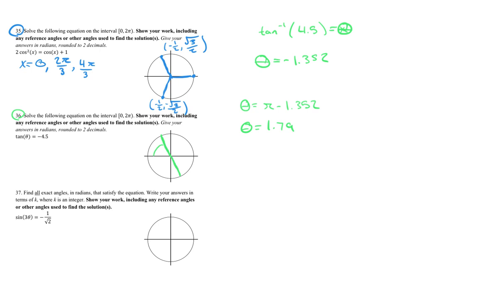And then the other way that we're going to get to this is we're going to imagine if we went all the way around the unit circle and then backwards this much, which is going to be as if we did 2 pi and then minus that number. So 2 pi minus 1.352. And if we do this, we should get that theta is going to equal 4.93. So these are our two answers here. We get theta equals 1.79 and 4.93.